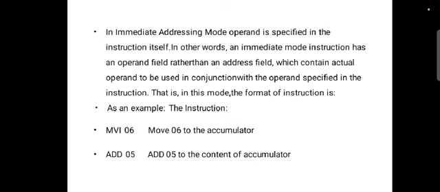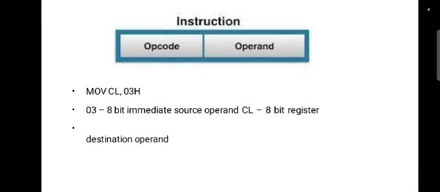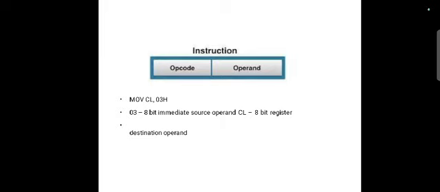And ADD 5 means add 5 to the content of the accumulator. Some content will already be in the accumulator, and you have to add the number 5 to it. This instruction is called ADD 5, and it is executed like this. Then another instruction with opcode and operand: MOV CL, 03H. Here 03 is the 8-bit immediate source operand, and CL is the 8-bit register, so the content is moved into this 8-bit register.